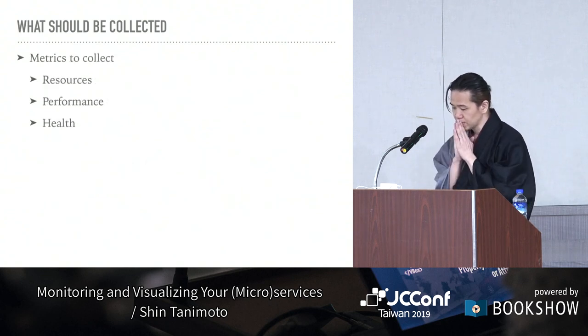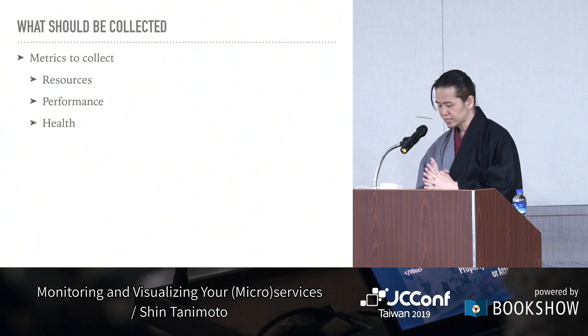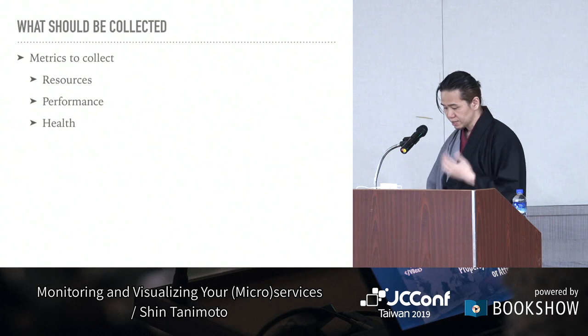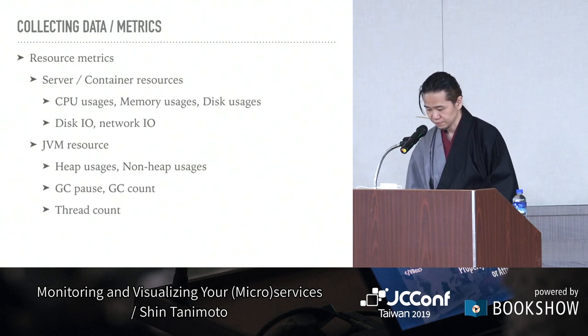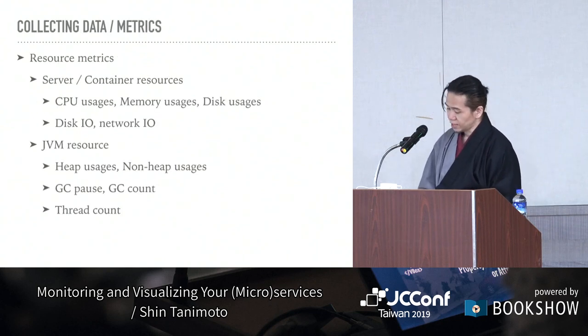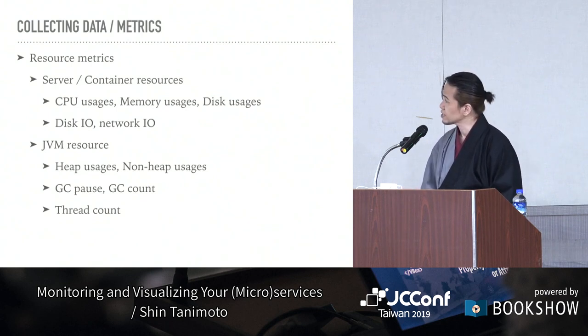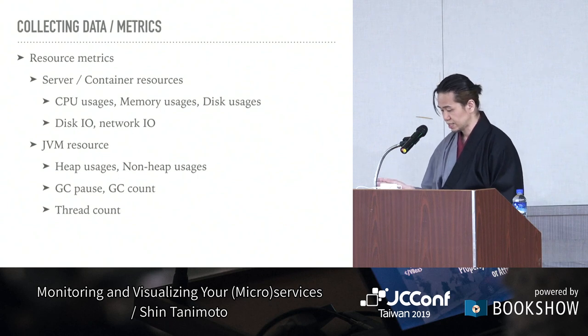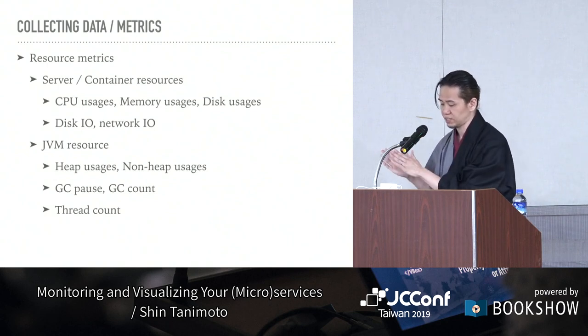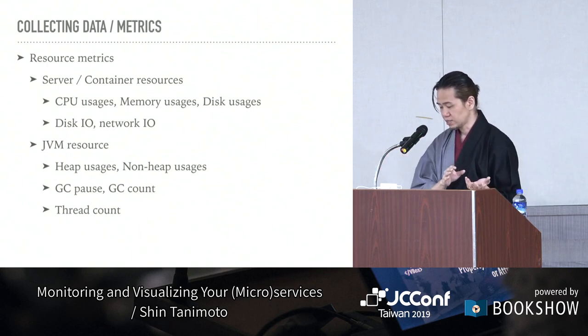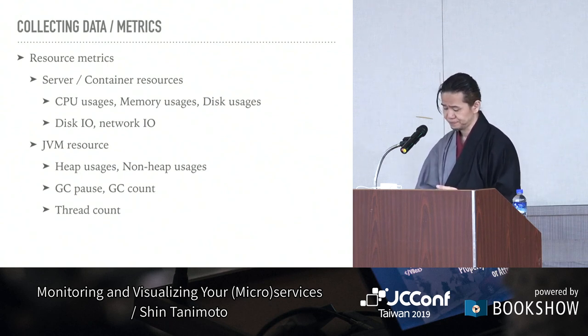So let's take a closer look at metrics. Metrics can be broadly divided into three categories: resources, performance, and health. A resource metric is how much of the limited capacity is being used. So for example, CPU usage and disk usage. If the CPU usage is high, we are running out of CPU, so we should either change to a server with more CPUs or investigate the performance bottleneck to reduce CPU usage.